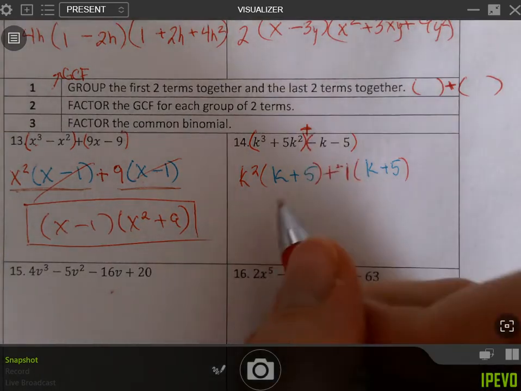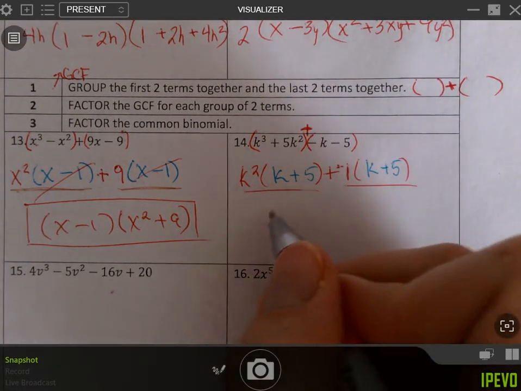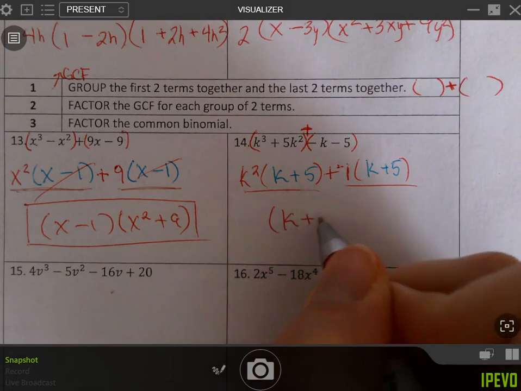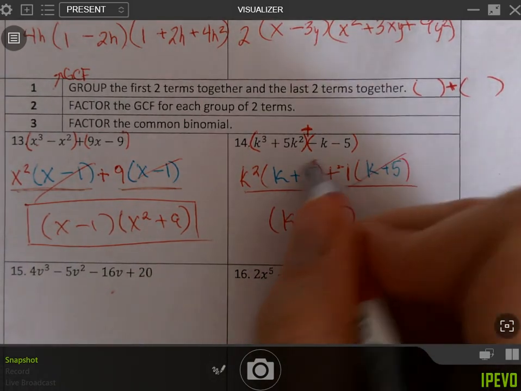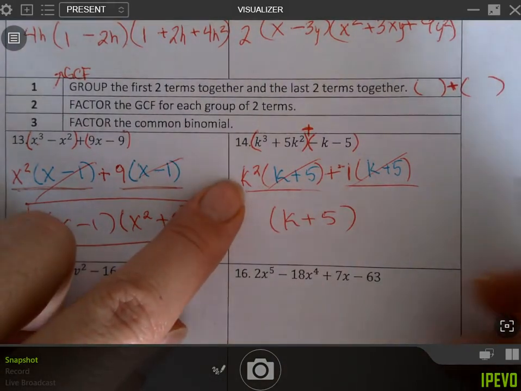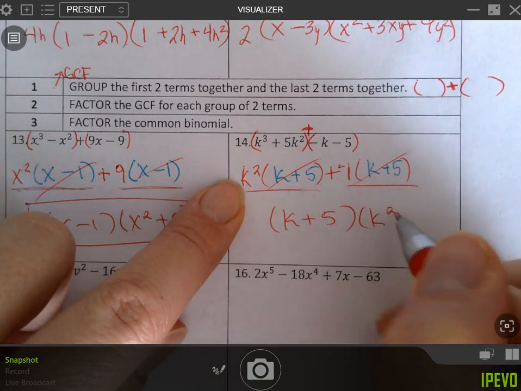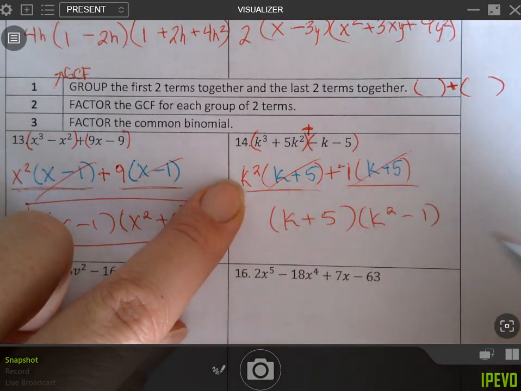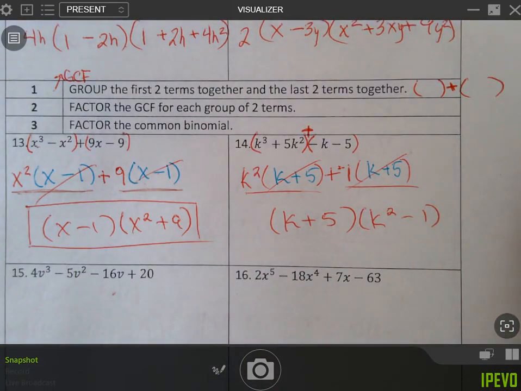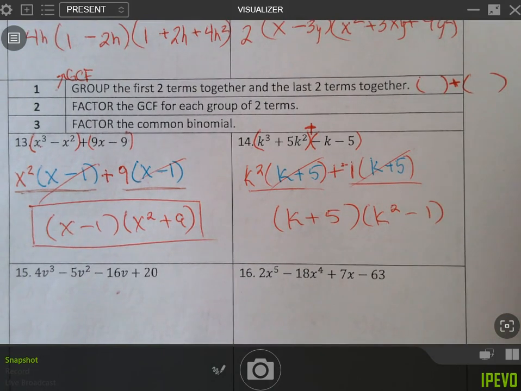All right, you have two sets here. What do they both have in common? K plus 5. Once I factor that out, what's left over? K squared, then what? Minus 1. And then I would mark that wrong. Not because I want to, because it's wrong, people. No, it's not that.